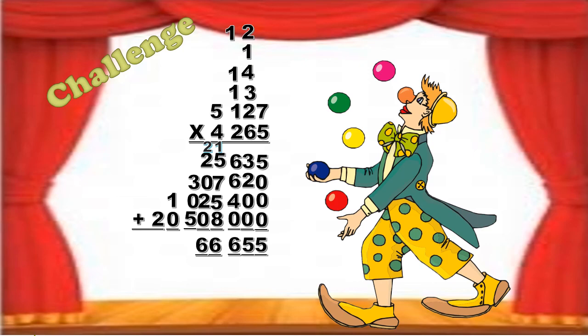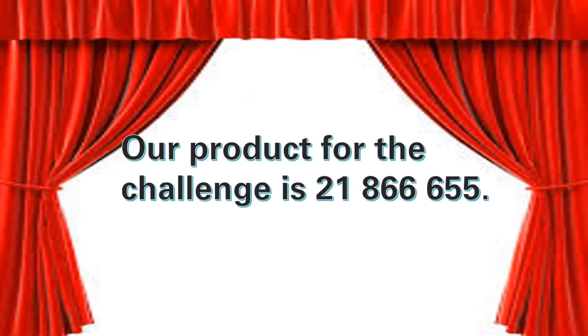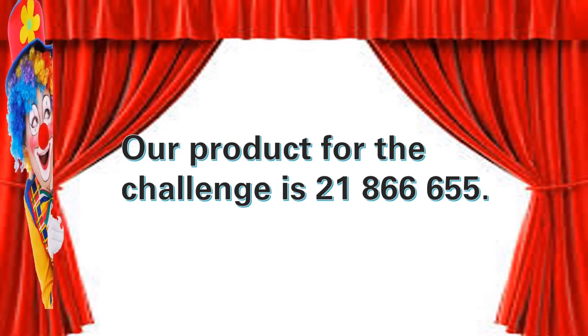300,000 plus 500,000 equals 800,000. Place your 800,000 under your 100,000s column. 1 million plus 0 million equals 1 million. Place your 1 million under your millions column. Bring down your 2 10 million. Our product for the challenge is 21,866,655.